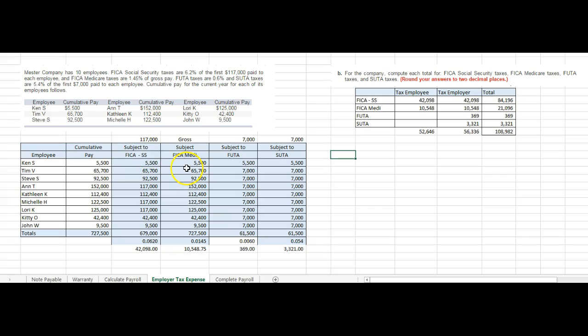There are limits. There are annual limits. So any salary over $117,000 for FICA Social Security, anything over that is not subject to tax. So if somebody makes $152,000, the amount that is subject to tax is only $117,000, up to that. For Medicare, there is no limit on it. It is always taxable. For FUTA and SUTA, which are your unemployment taxes, the limit is $7,000. So anything over $7,000 is not taxed.